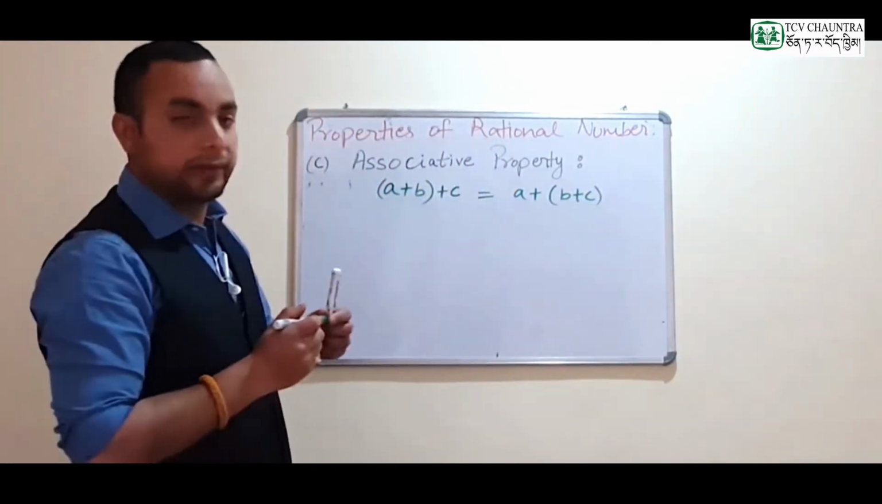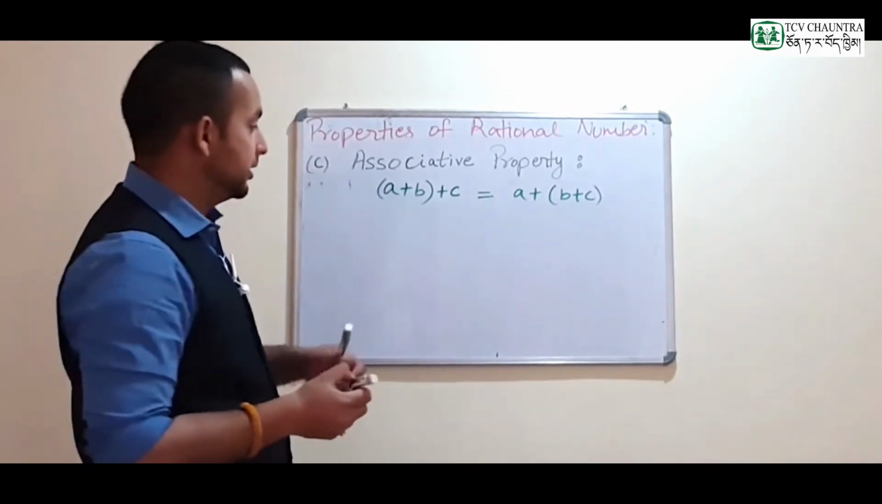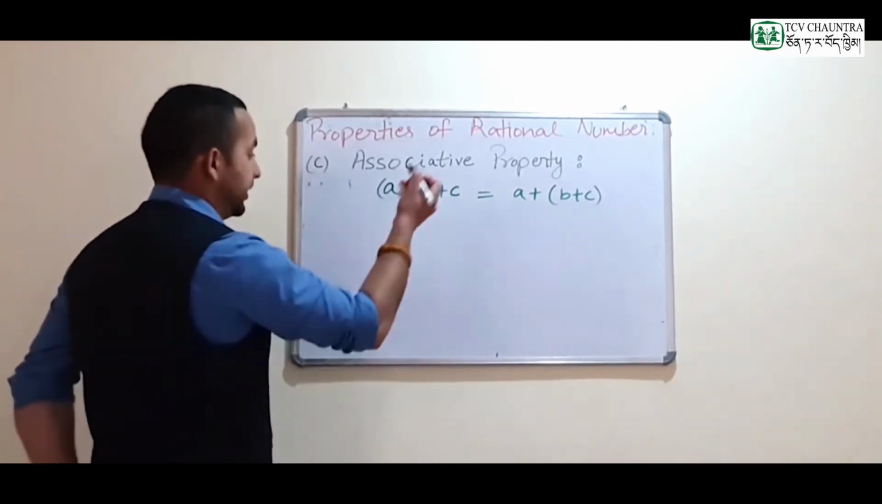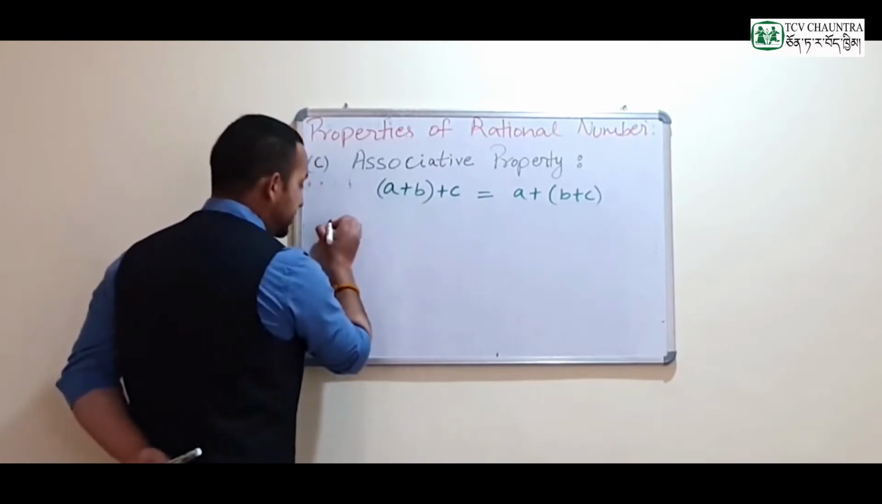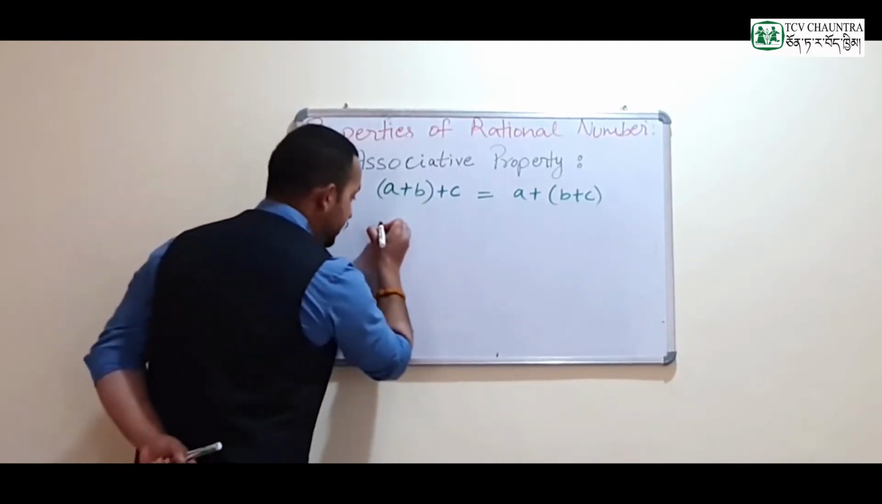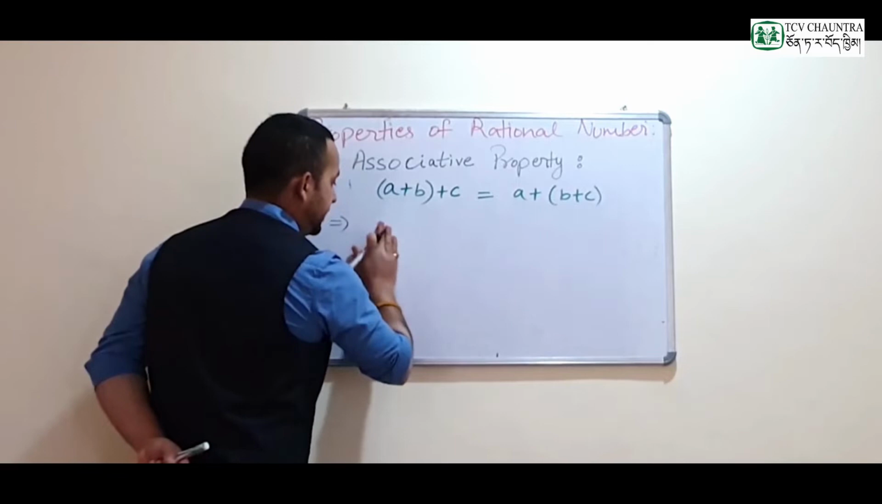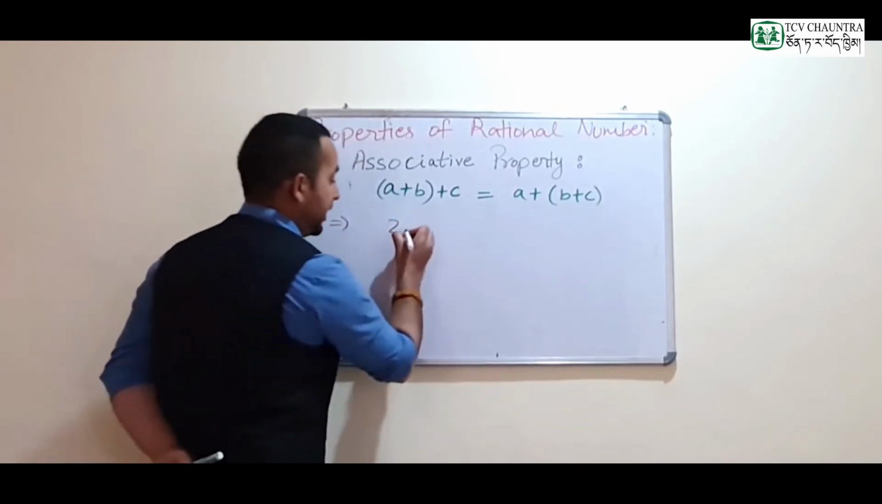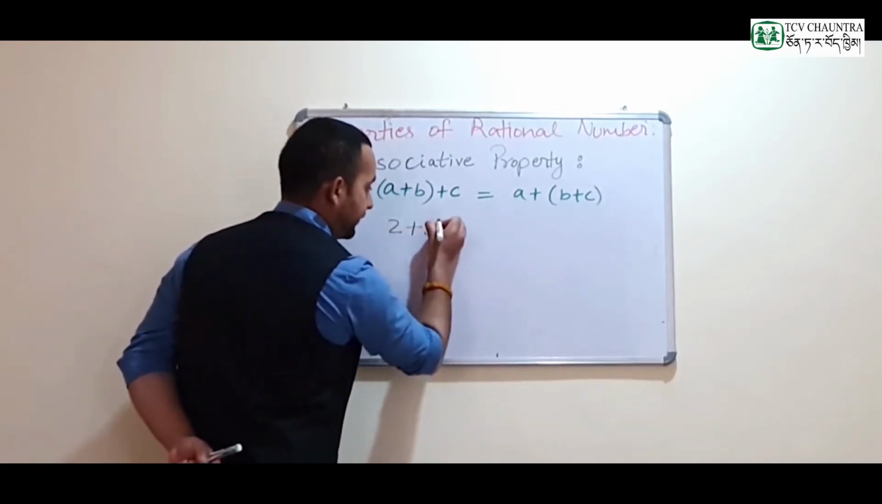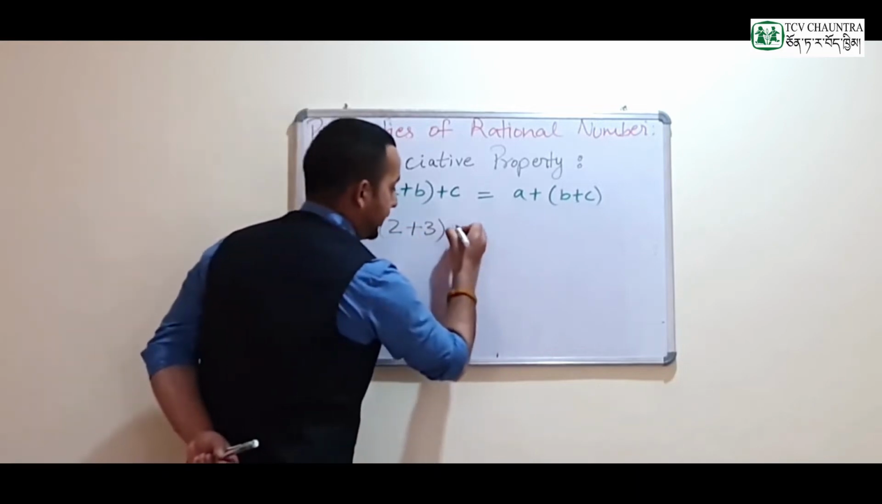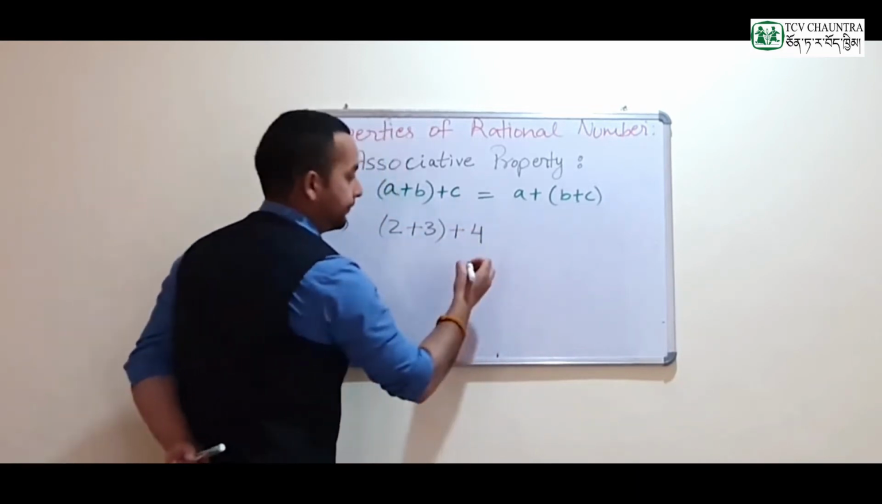This is the general formula that we had learned in class 7. Let me check the associative property with an example. If I substitute 2 in place of A, 3 in place of B, and in place of C I substitute 4.